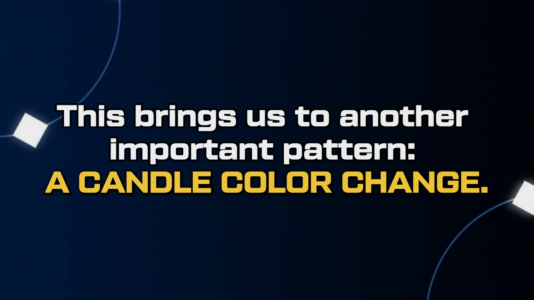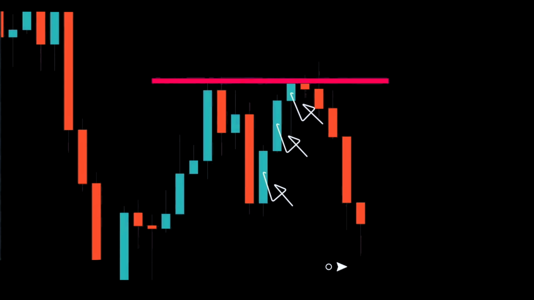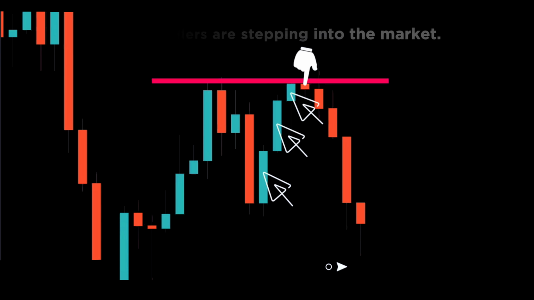This brings us to another important pattern, a candle color change. In this case, we had 3 bullish green candles before the first red candle appeared. The first red candle often signals that buyers are losing momentum and sellers are stepping into the market. You have the shrinking candles, a candle color change, and candle rejection, which makes this a high-quality short opportunity. This combination is what traders call a candlestick combo.